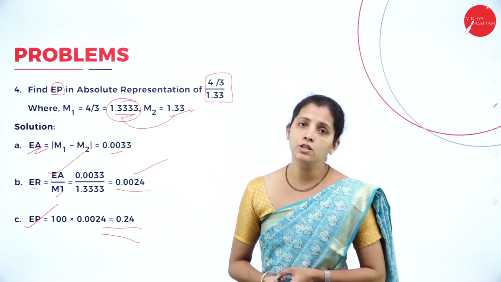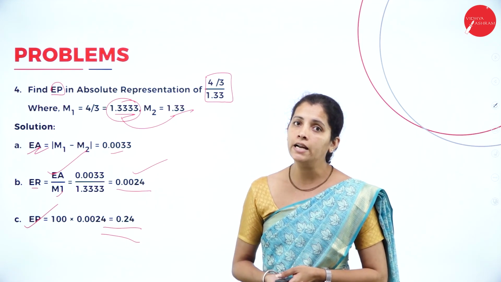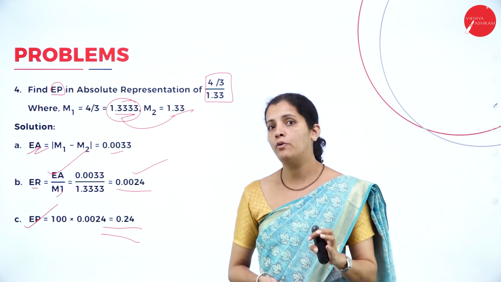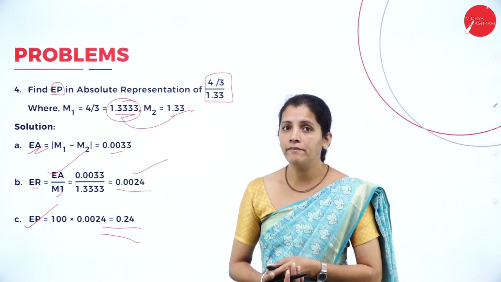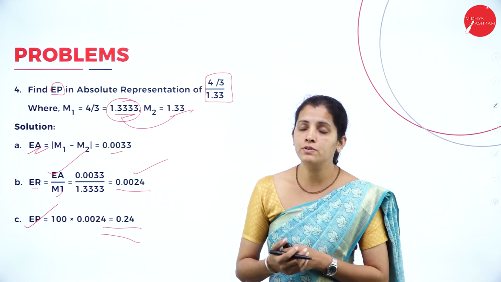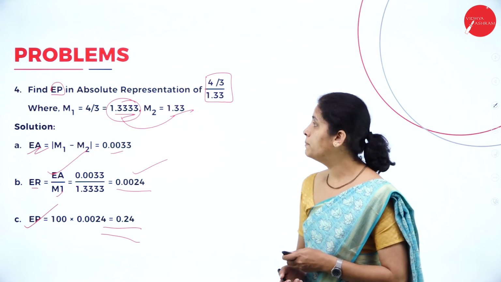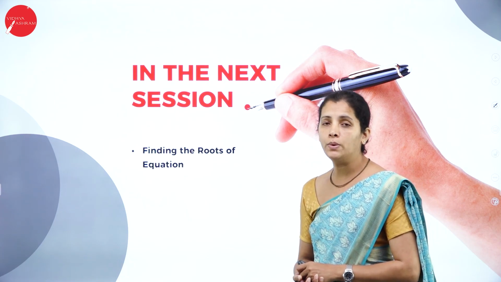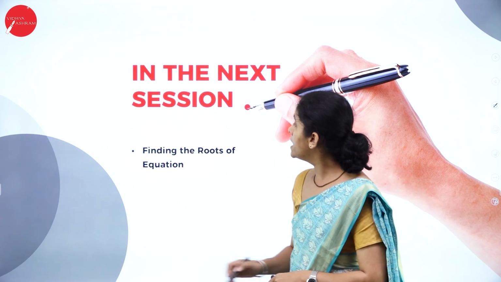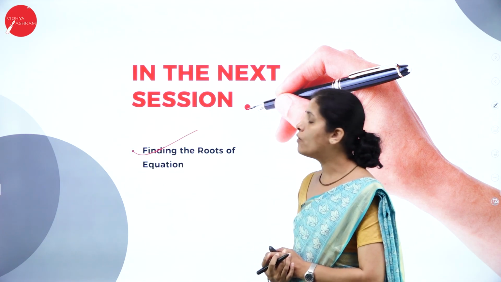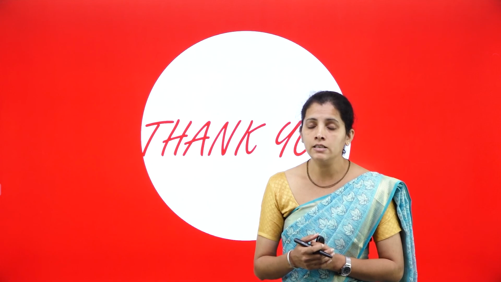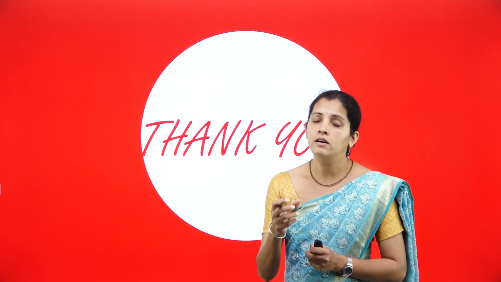So this is the way I can find out absolute error, relative error, as well as percentage error. Anyway, dear student, in today's session, I started with how to add floating point numbers and how to subtract floating point numbers. Along with that, I have discussed the different types of errors in floating point numbers. In my next session, I'm going to deal with the next chapter, finding the roots of an equation.